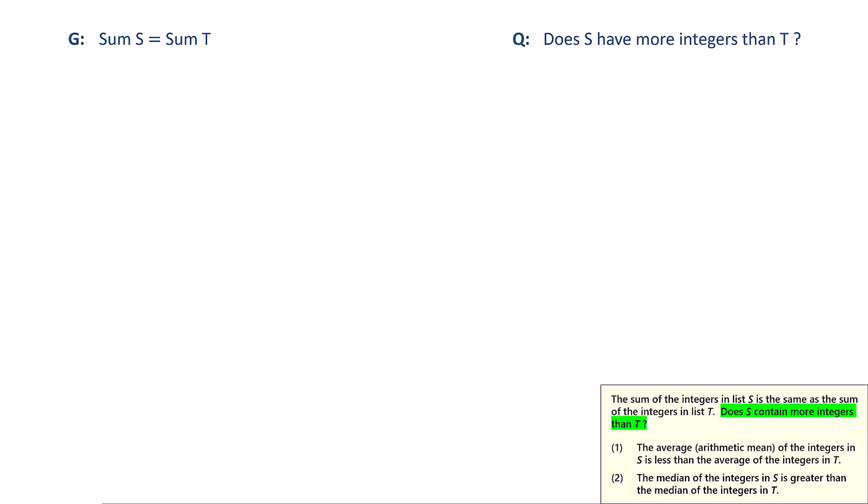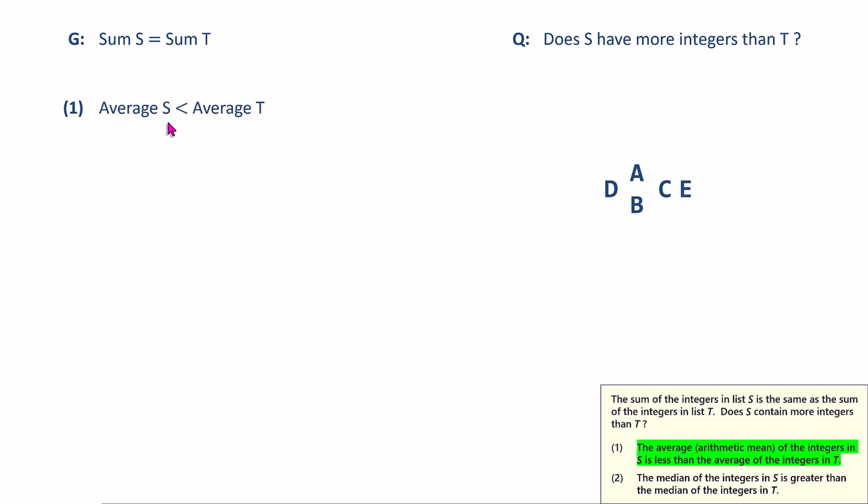And this is a data sufficiency problem, so to keep track of the answer choices, we should write our DAPSE grid. The first statement tells us that the average, arithmetic mean, of the integers in S is less than the average of the integers in T. So we should write 1. Average S is less than average T.